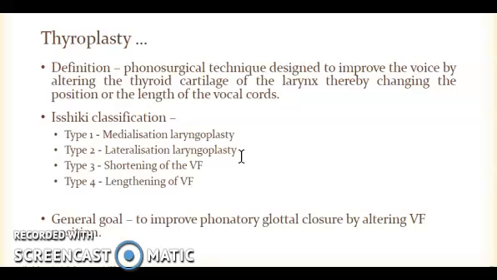Type 3 is shortening of the vocal cord. This is done because the vocal cord is very lax or loose, so a shortening of the vocal cord is done. Type 4 is lengthening of the vocal fold. This is done when there is stiffness or tightness in the vocal cord, so you have to lengthen the vocal cord. The general goal of this is to improve the phonatory glottic closure by altering the vocal fold position. So let's see the various types in this.